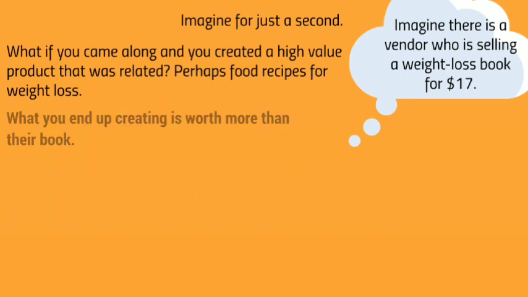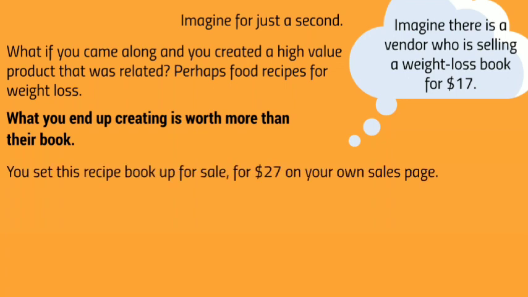And let's say you do that. And what you end up with is a book or a video that is worth more than their book. So in this case, you can set the recipe book up for sale on an actual sales page for $27. Somebody is selling a $17 book or something lower. Basically, what you want to do is make sure that your high value product is either double or a little bit more money than what they are selling. And the reason being is because it's going to get the vendor to more likely say yes.